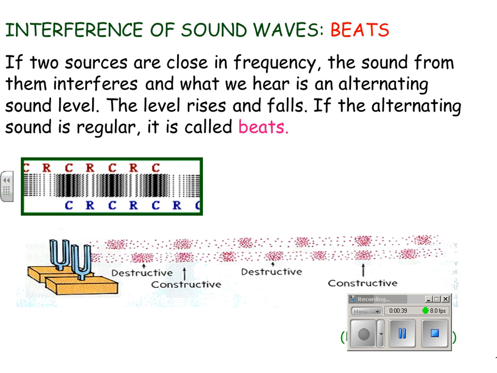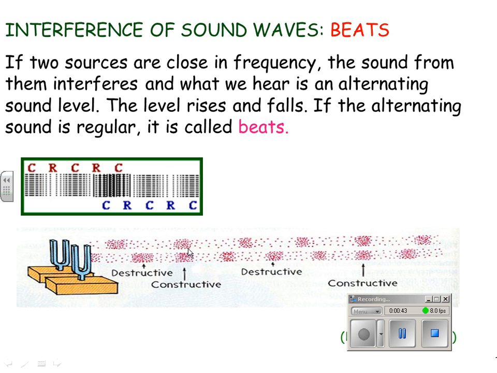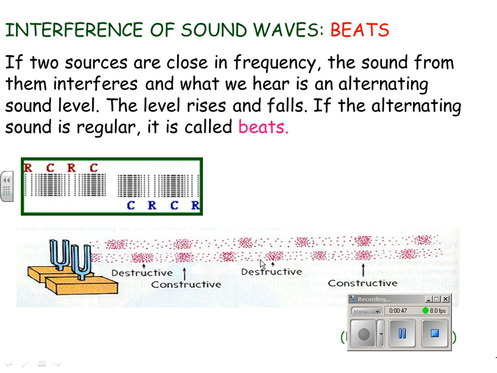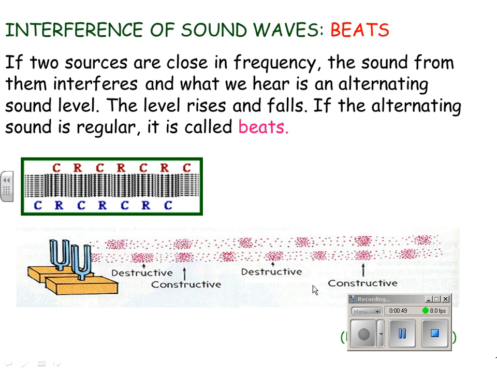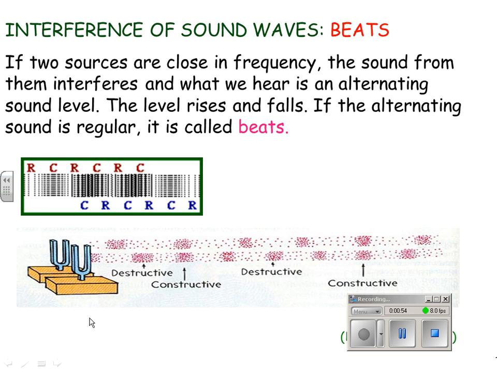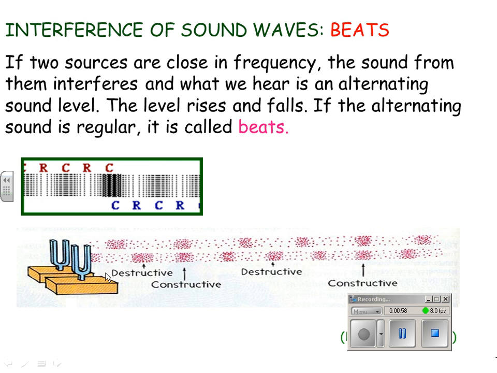So what will happen is we'll have some destructive interference, like right here, which will make it softer. We'll then have some constructive interference, which will make it louder, and then we'll go back to softer, and then we'll go louder. So that's really what beats are, it's just that alternating loud and soft, loud and soft, loud and soft because of the interference of the waves.